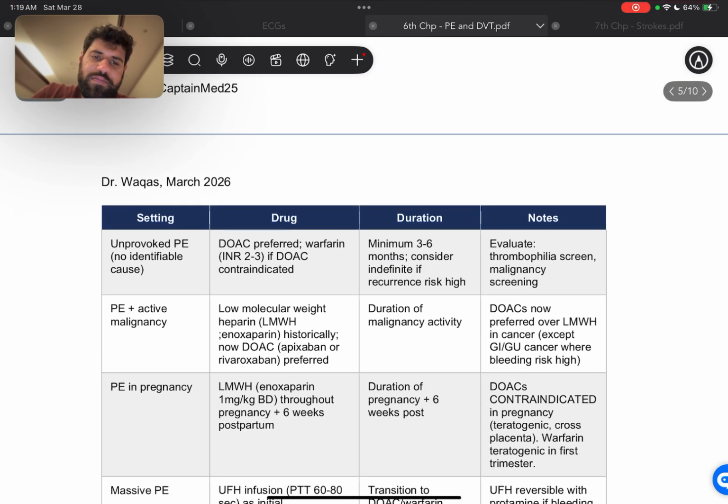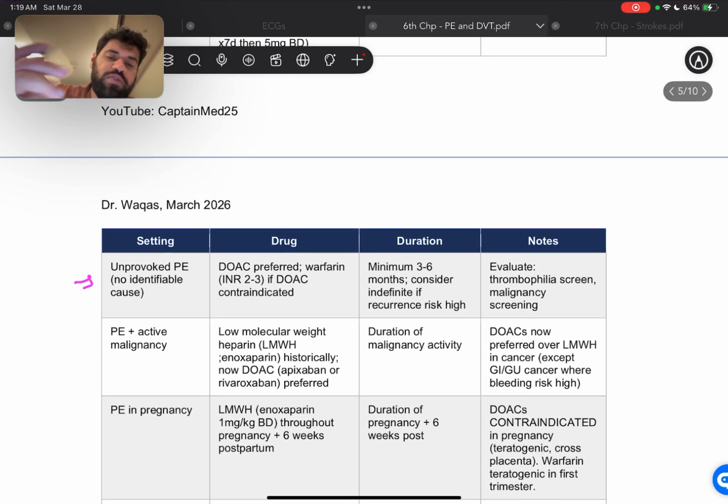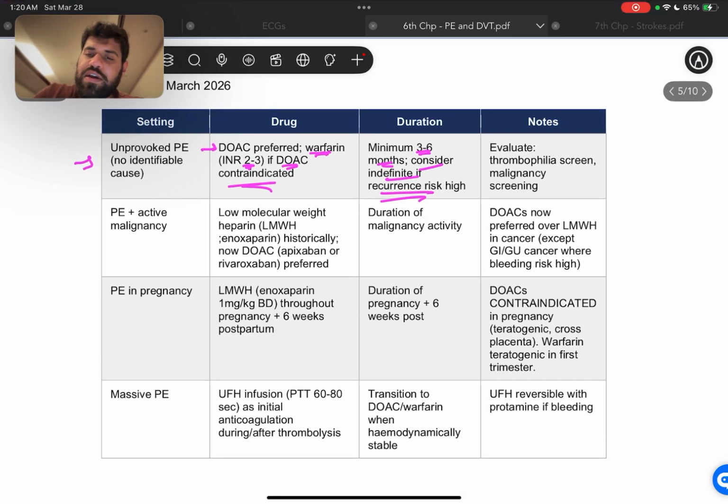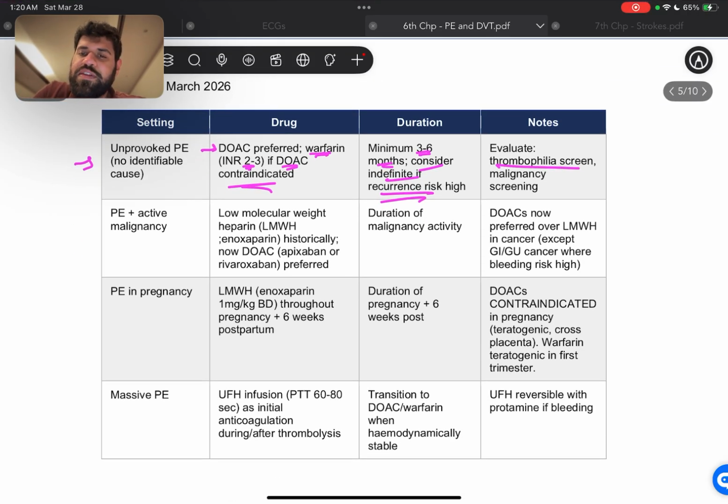All right. Then unprovoked PE, where we don't have any causes that we can identify. DOAC is going to be preferred, and we add warfarin where the INR is 2 to 3 if DOACs are contraindicated. All right. Now the minimum duration is going to be 3 to 6 months and consider indefinite if there is high risk for recurrence. And we have to evaluate thrombophilia and malignancy screening before we start the regimen for these patients.